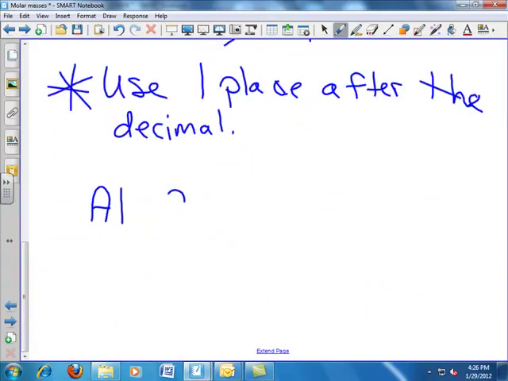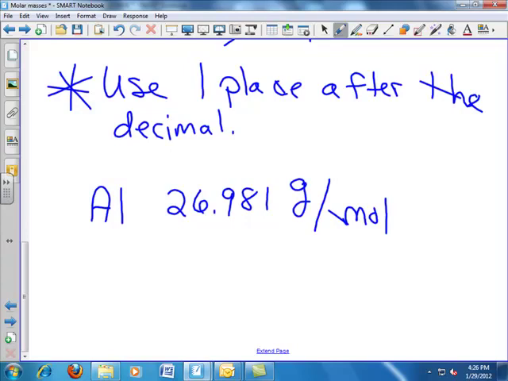So aluminum is 26.981, at least it is on the periodic table I looked at. I think it's 2 on yours. That would be grams per mole. We are going to use one decimal place, so we're going to call this 26.9 grams per mole. Do not worry about rounding it up.